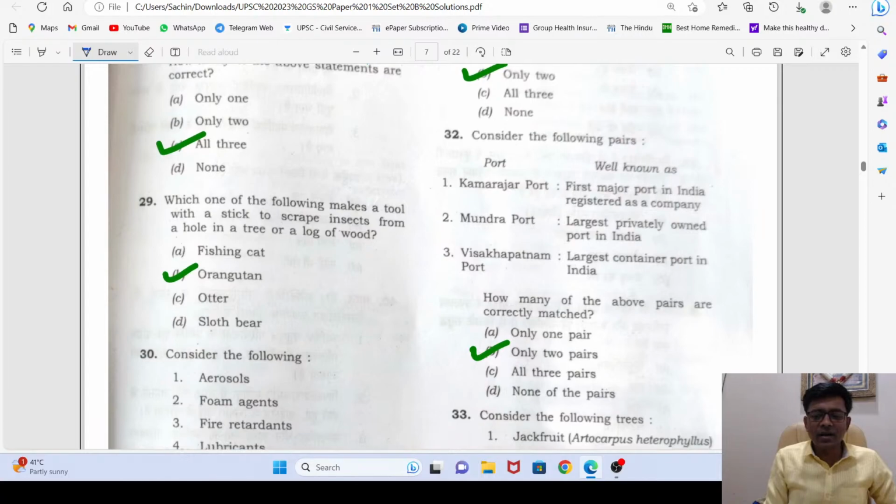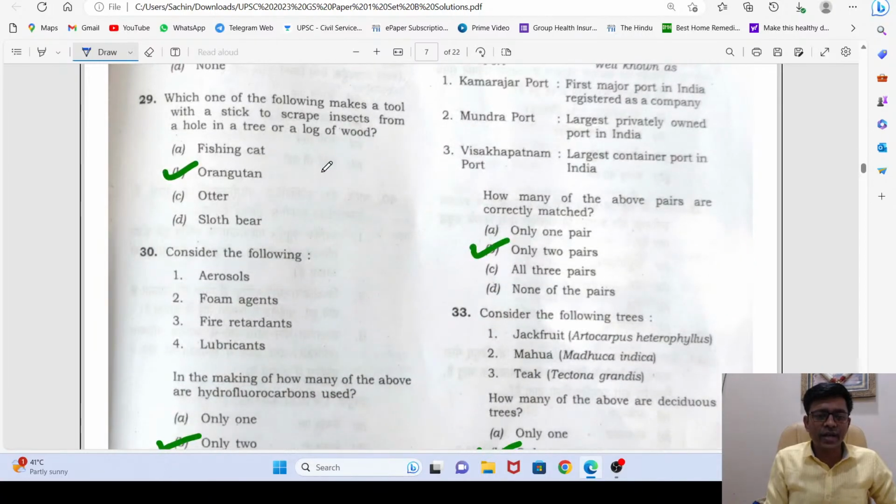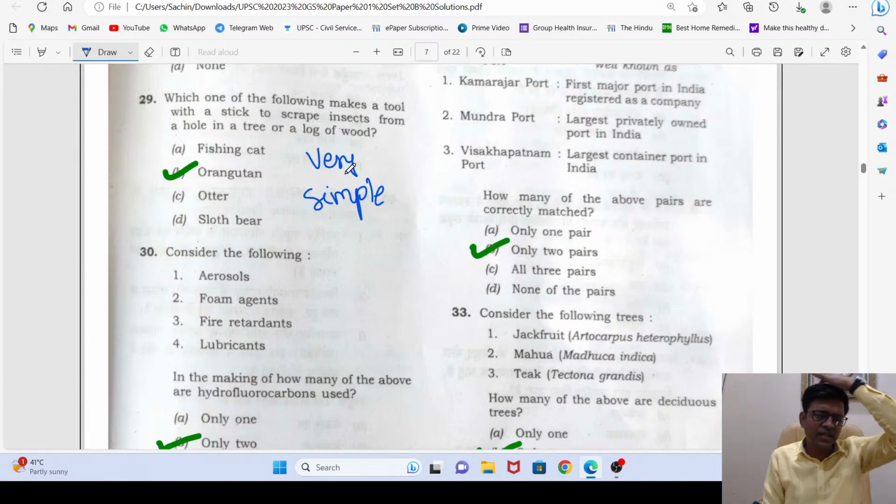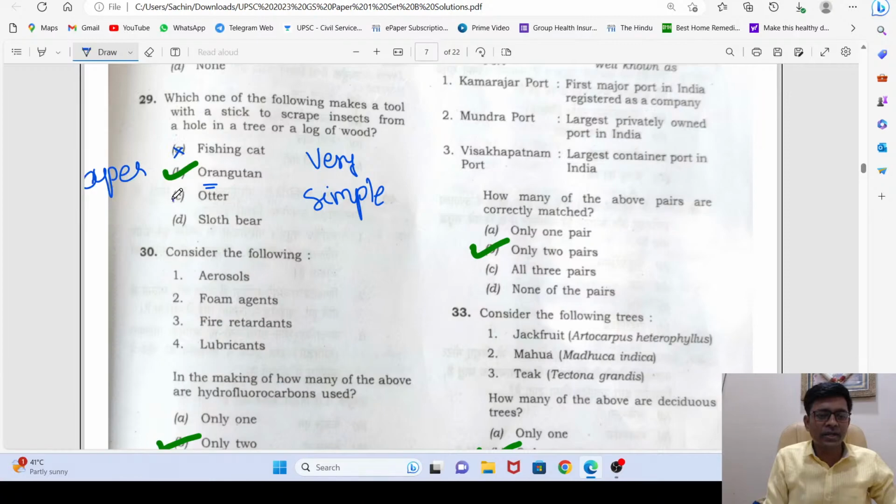Then again a question from environment and ecology, and I feel it is a very simple, common sense question because it comes regularly in the news or on the TV channels. Which one of the following makes a tool with a stick to scrape insects from a hole in a tree or a log of wood? Yes, it is the orangutan. Mostly apes can do these. Cat is not an ape, otter is not an ape, sloth bear is not an ape. That's why your answer is orangutan. That's why it is simple.